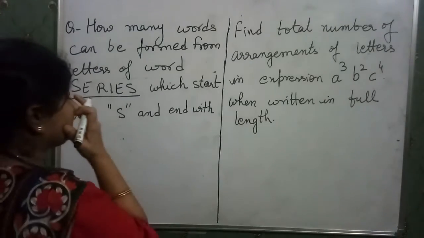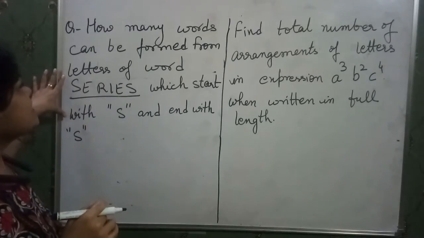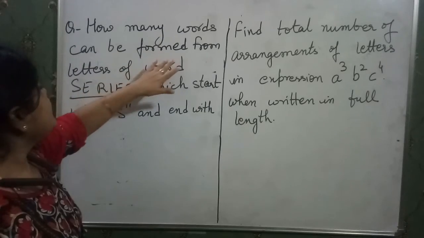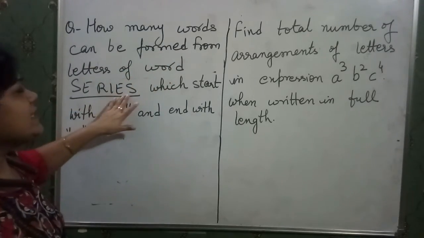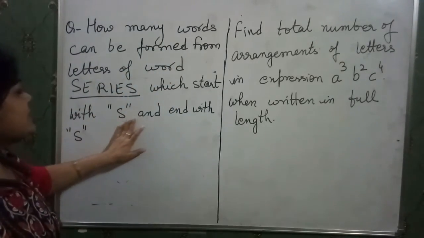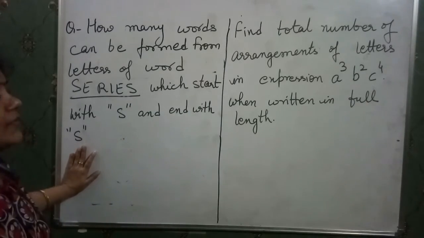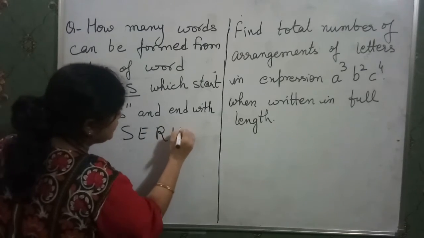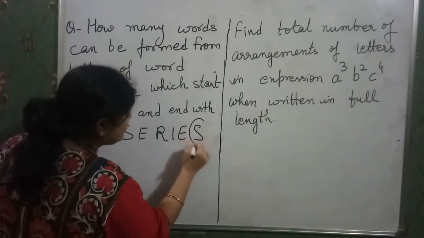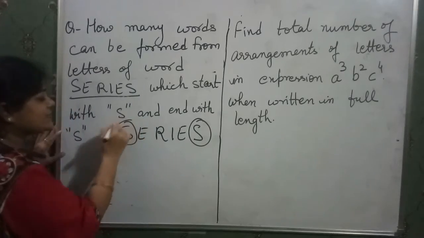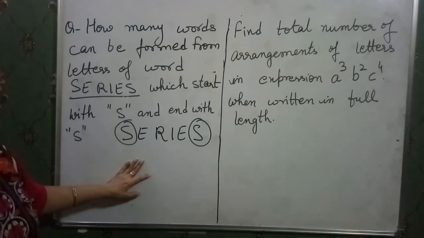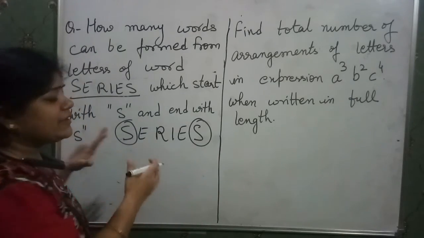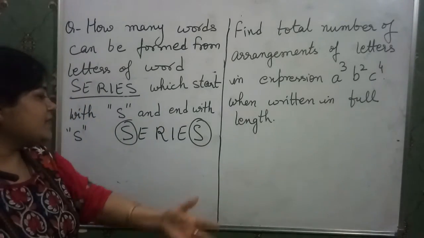Now there are some questions also of this type. Just see on the blackboard. How many words can be formed from the letters of the word SERIES which start with S and end with S? That means there is a word which is bounded so that it must start with S and end with S. There may be any letter which is bounded to start with that and end with that.